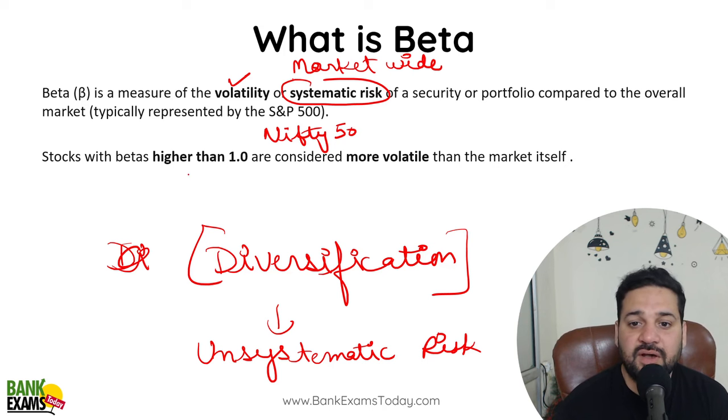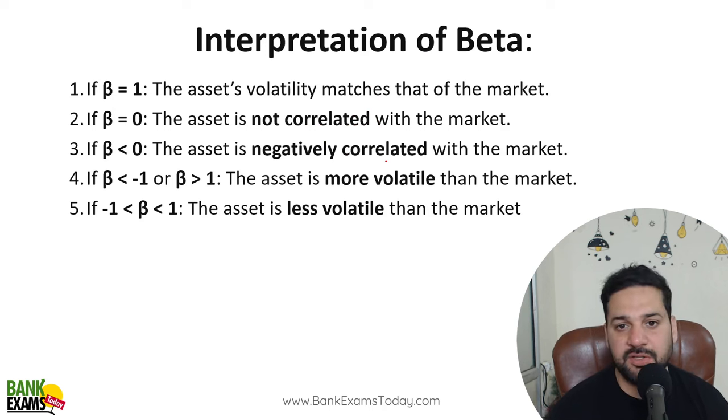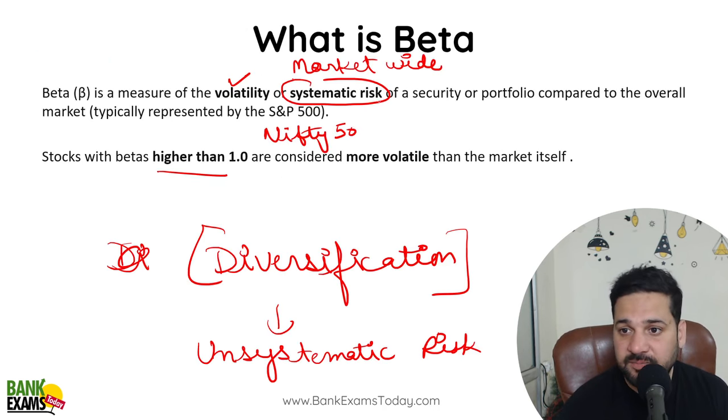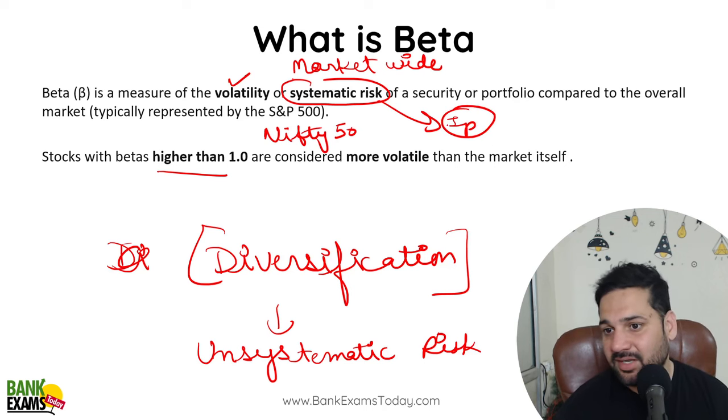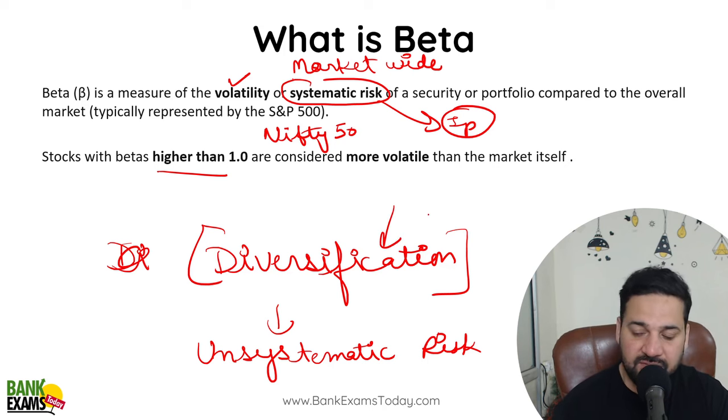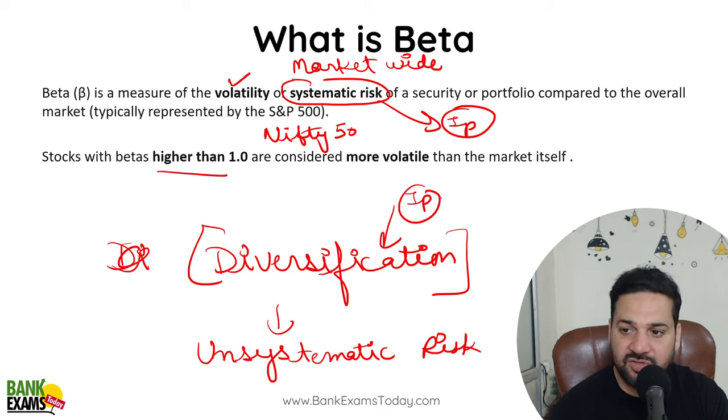Stocks with beta higher than 1 are considered more volatile. Let's do the interpretation. If beta is equal to 1, it's very important from your examination point of view. I have seen this particular question: beta measures the volatility and the systematic risk. That is a very important question asked in multiple exams. This is asked again and again. And this one, diversification can minimize unsystematic risk, is also important. Question number 1, question number 2.